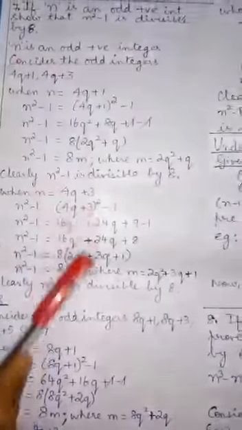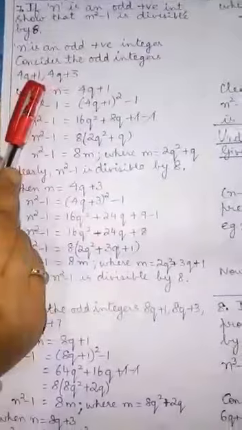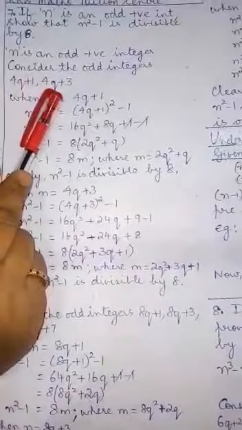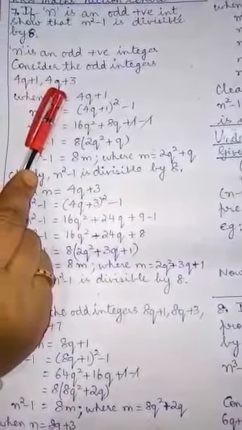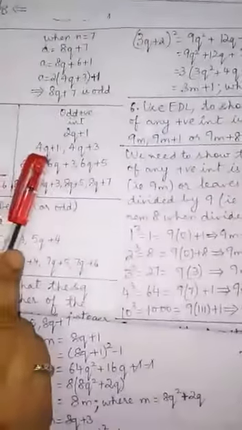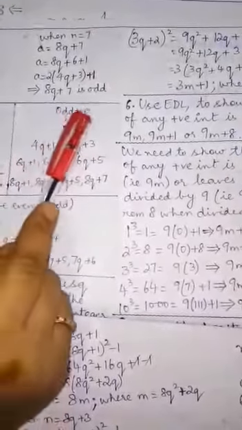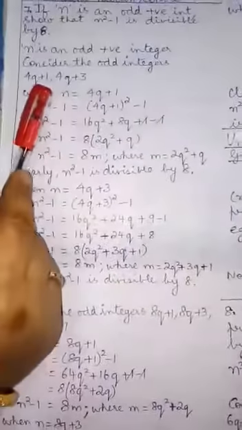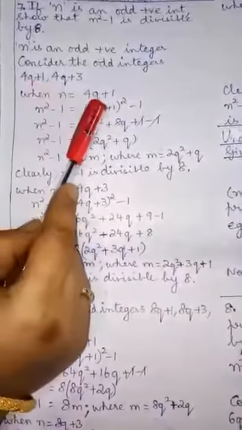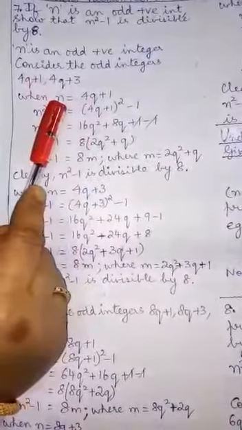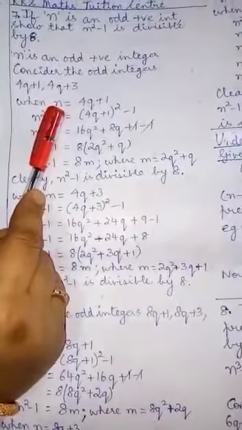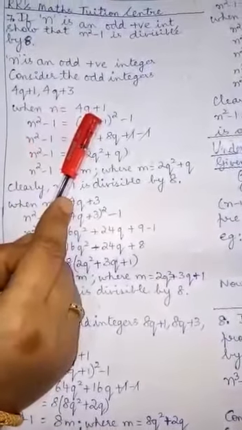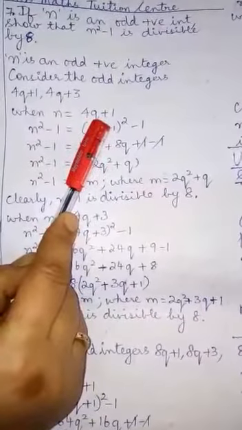Now let's see how to work this. Let's consider the odd positive integers 4q plus 1 and 4q plus 3. We know that 4q plus 1 and 4q plus 3 are odd positive integers. Correct? So let's consider them. Now when n is 4q plus 1, what is n? What is n defined as? N is an odd positive integer. Now this 4q plus 1 is an expression that represents an odd positive integer.